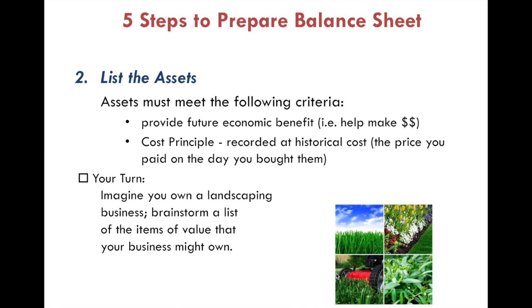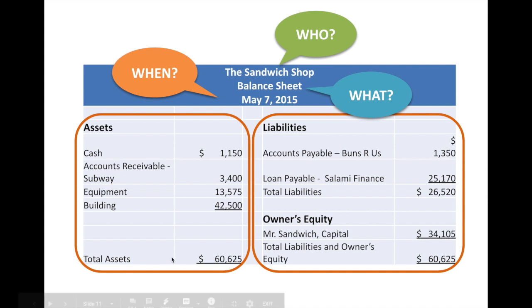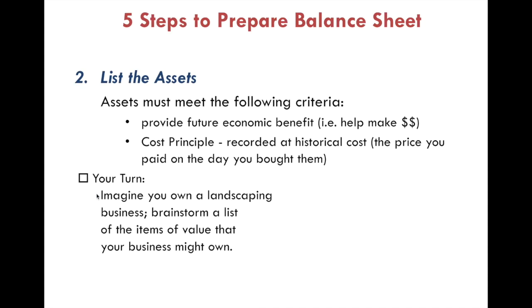Okay, step 2 is list the assets, and you'll see on the sheet here we've got the assets listed, but they're always listed in a specific order. And the reason for that is so that when people are reading these statements, they can find the stuff they're looking for as quickly as possible. Then you don't have to spend a few minutes searching through the sheet.